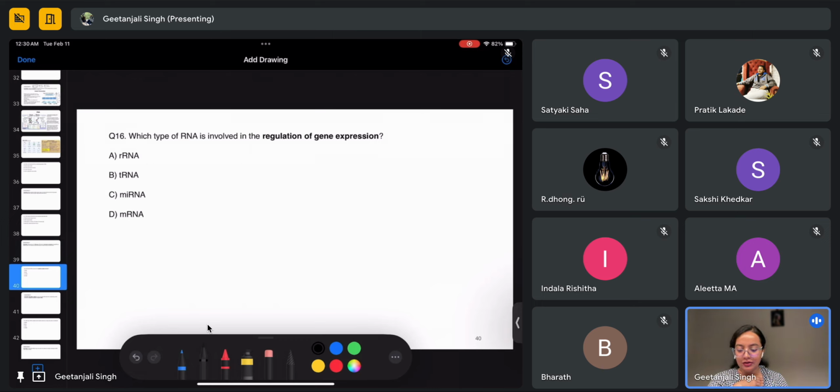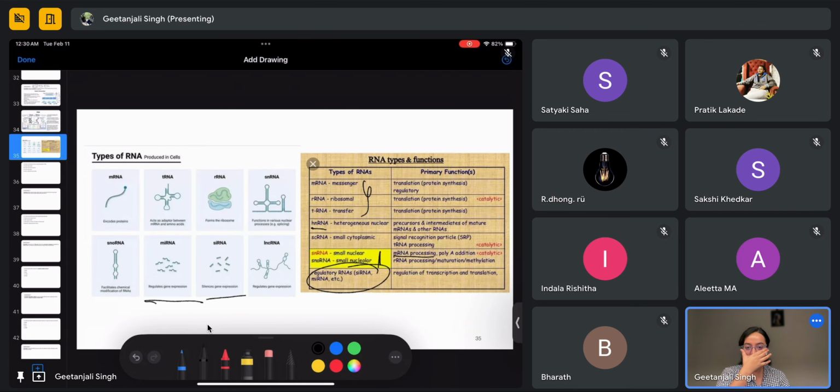The next question is, which type of RNA is involved in regulation of gene expression? rRNA, tRNA, miRNA, and mRNA. So we just saw here the different types of gene. Now these are called regulatory genes. You can see here miRNA, it regulates gene expression. So just remember it now.